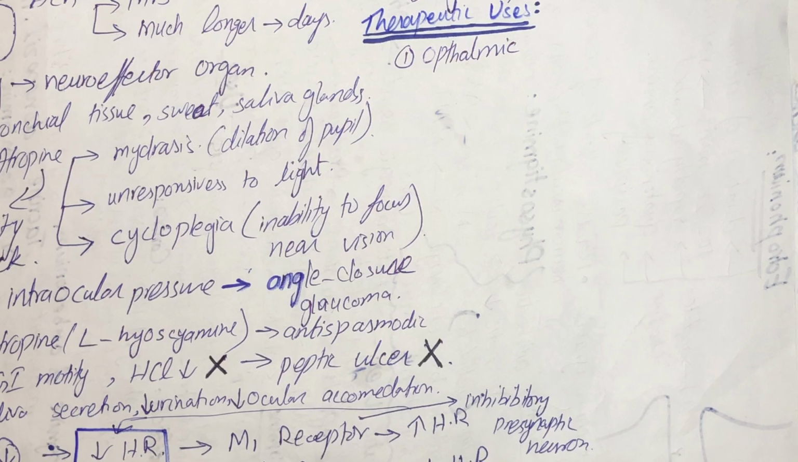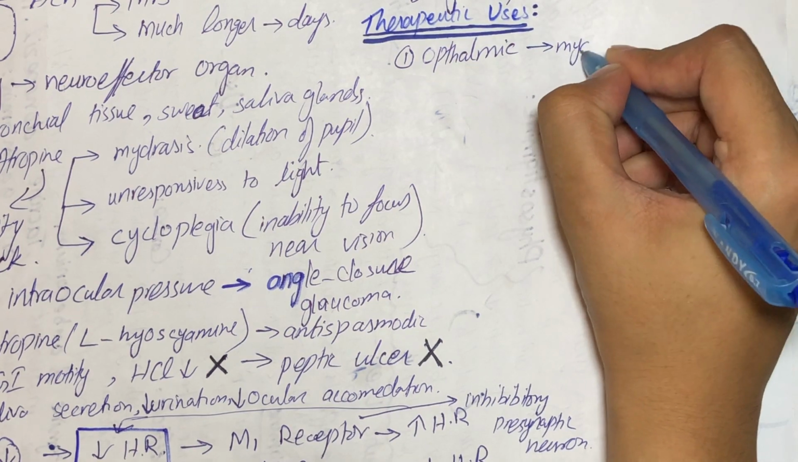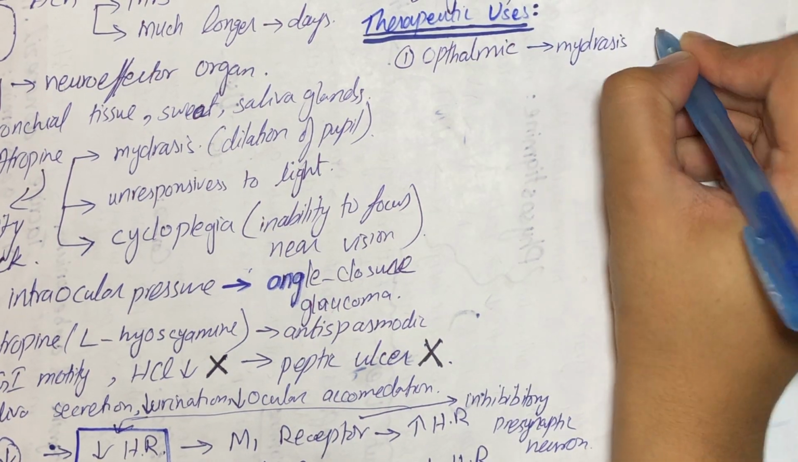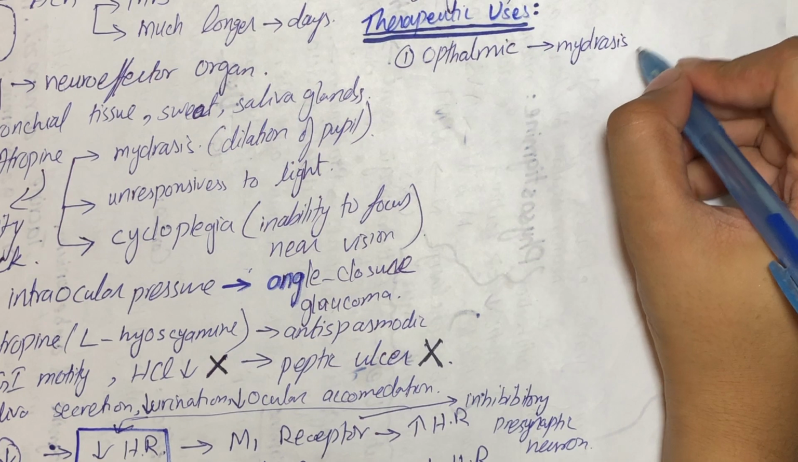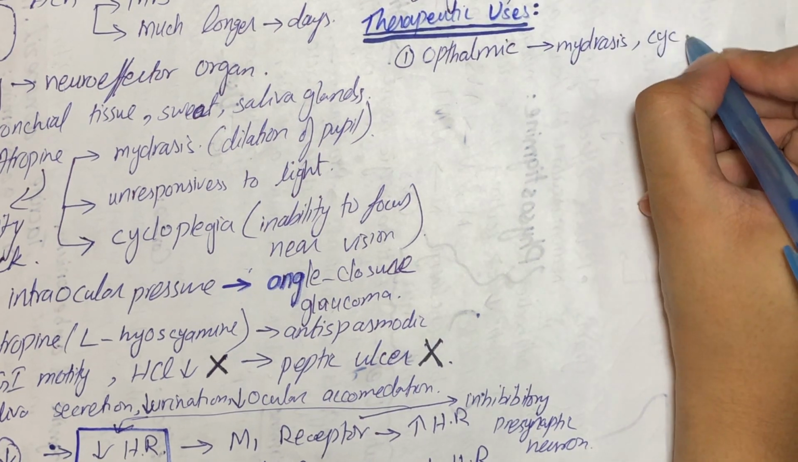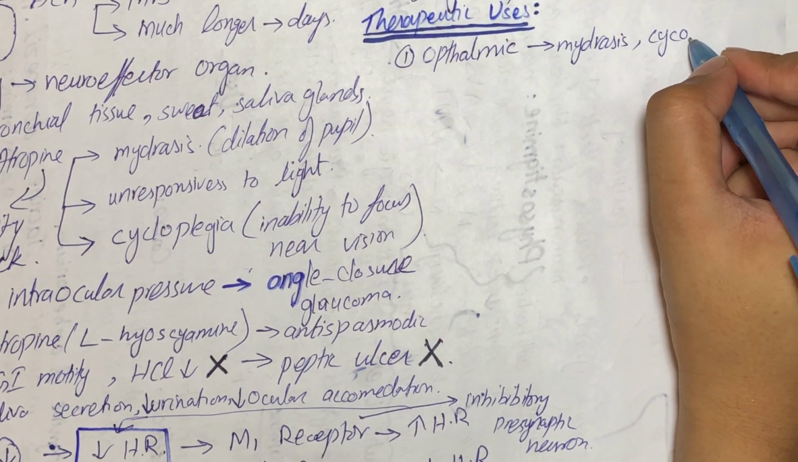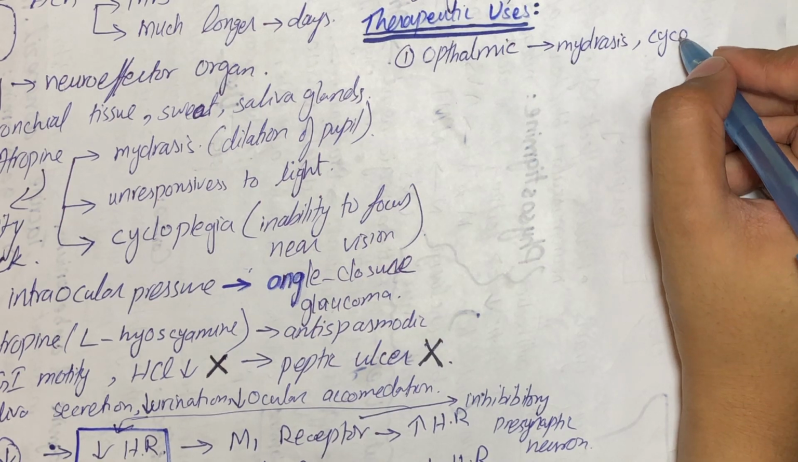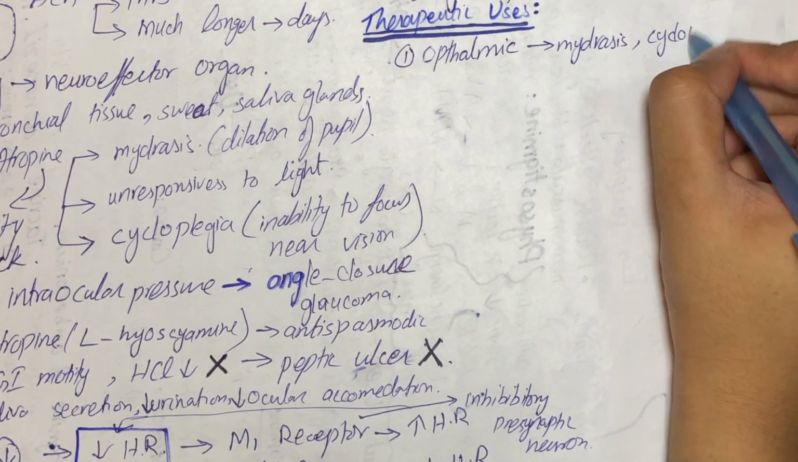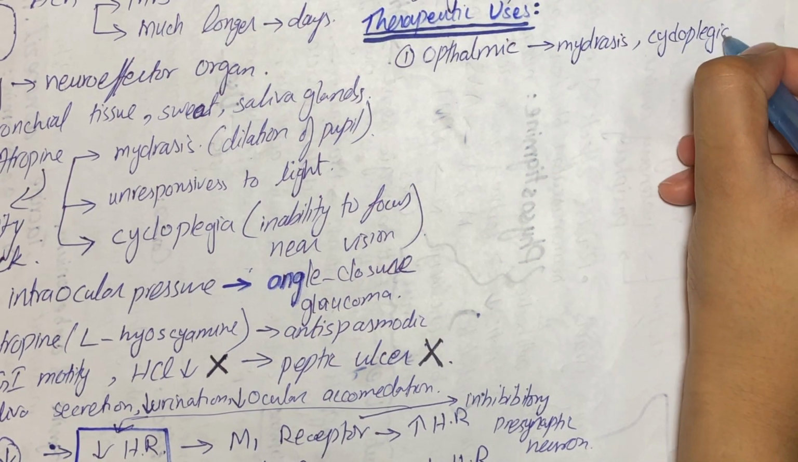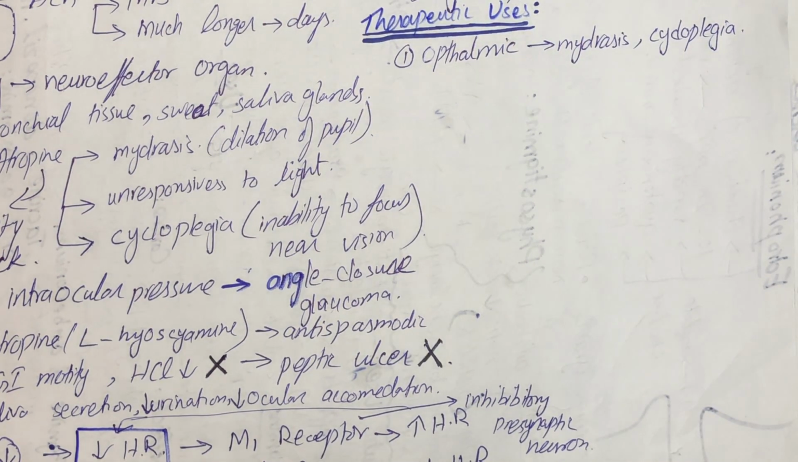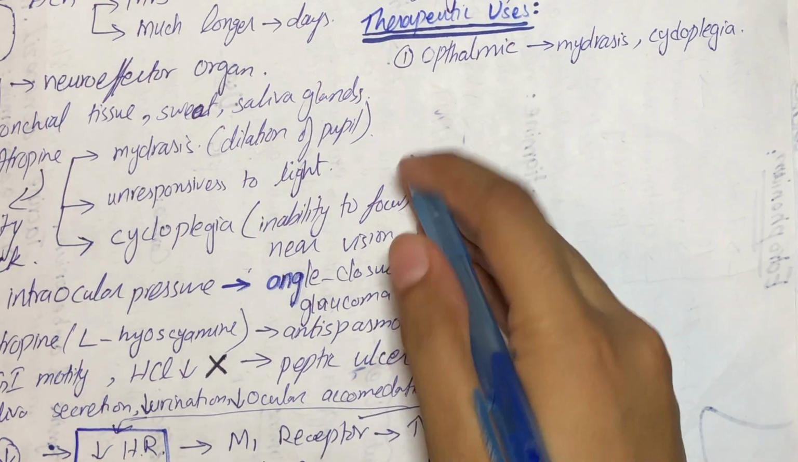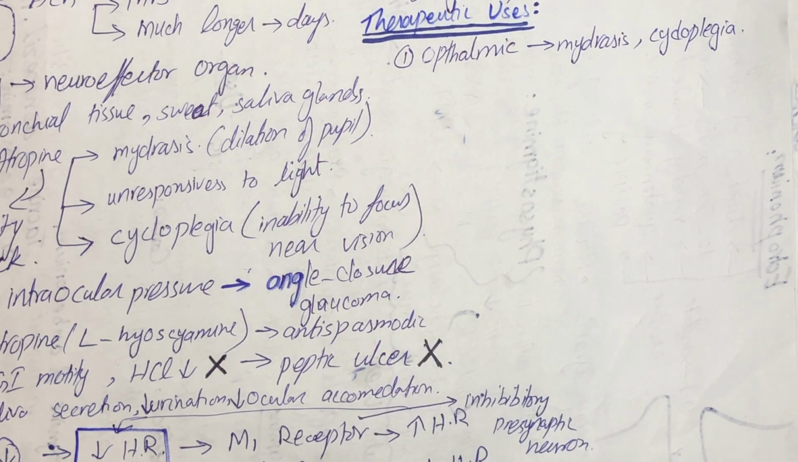So if we talk about therapeutic uses of atropine, first come ophthalmic uses of atropine: mydriasis, which is dilation of the pupil, and it is also used to cause cycloplegia. So if both of these or any of these effects is required, atropine can be used. Cycloplegia is actually inability to focus for near vision, so we can use it for either case.